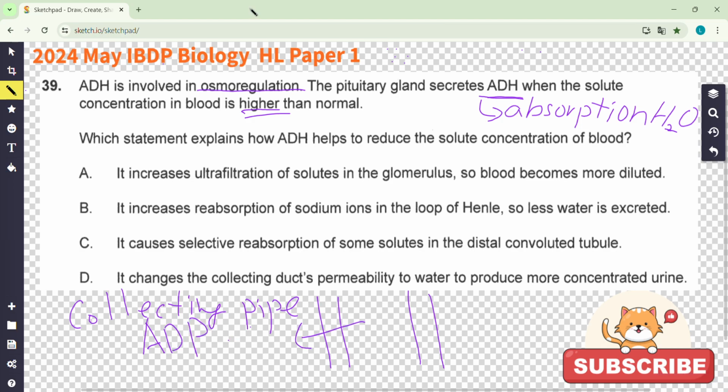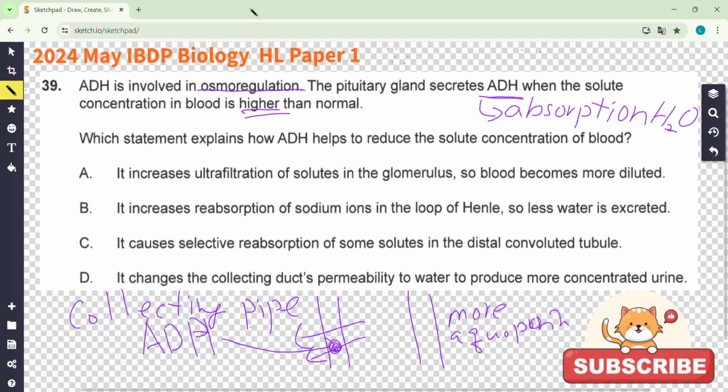Okay, so ADH will make more aquaporins here. Aquaporins, okay. Make more aquaporins here so water can flow through it, or flow out from the collecting duct, more easily. So maybe you can say in other words, okay, making the collecting duct more permeable to water, right? By increasing the number of aquaporins on the collecting duct.